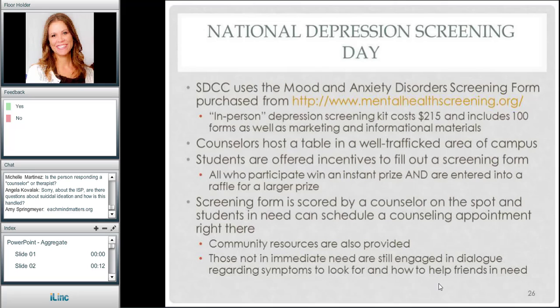And then the student can either set up an appointment right there if they want to, or if they're not interested in counseling, we can provide them with community resources or at least the Access and Crisis Line. And for those who fill it out who don't show any signs of depression or any other mental illness, it's still a really great opportunity for our counselors to talk about the warning signs of suicide, or talk about what symptoms to watch for in their friends and family, or what to do if they're ever struggling.